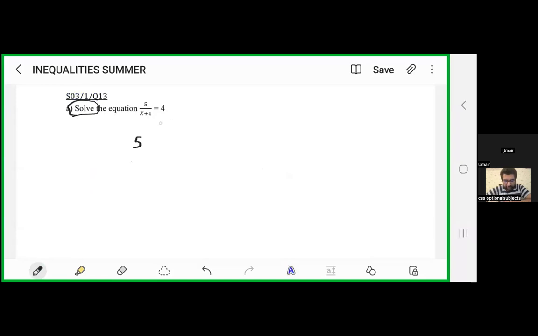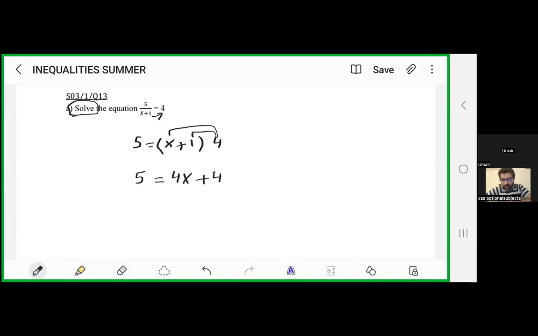So in the first step, I'm going to move x plus 1 to the other side of the equation. It will be multiplied by 4 when I move this x plus 1 to the right side of the equation. So from here, 5 is equal to 4 into x, which is 4x, and 4 into 1 is 4.